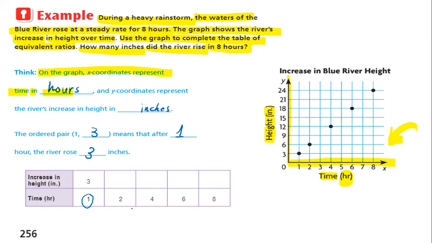Let us complete from the graph. Here too, after 2 hours it rose up to 6 inches. So after 4 hours, because we don't have 3 in the table, the height becomes 12 inches. After 6 hours, the height becomes 18. That's right. And after 8 hours, the height becomes 24. Is it a difficult question?